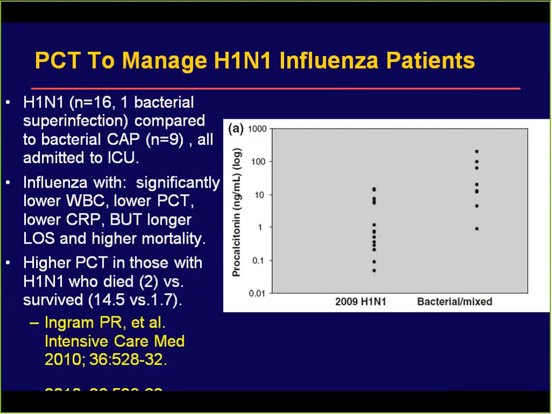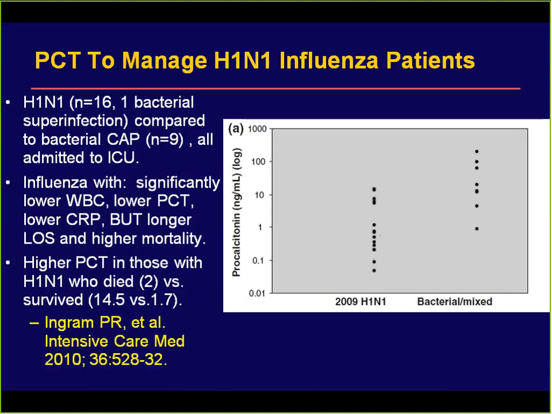Now, I thought this was an interesting potential application as well. What about the setting of influenza? We know that influenza can be complicated by bacterial superinfection, and so what if you have a patient with influenza? Could you measure a procalcitonin? Levels low, don't give antibiotics. Levels high, you know there might be a bacterial superinfection, you would use antibiotics.